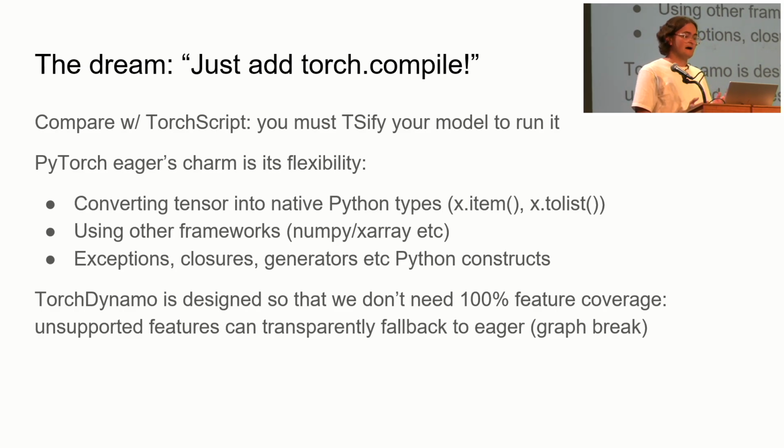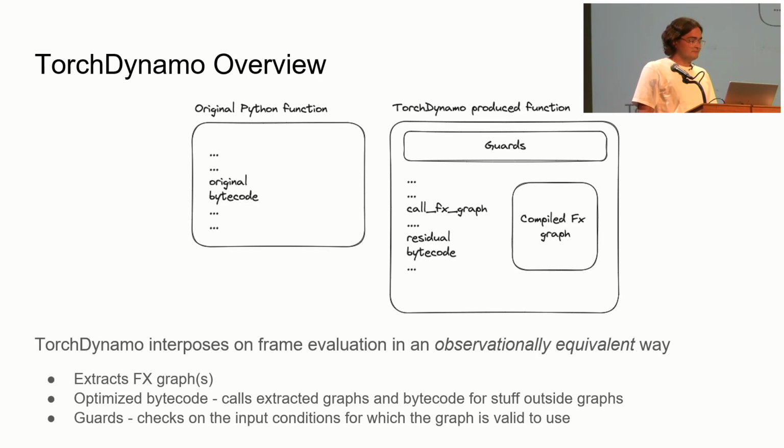If you look at how PyTorch code is written, it's just Python, and so the goal is to work transparently with Python. And if we don't know how to compile something, we just fall back to Python to interpret it. So just an overview on TorchDynamo.